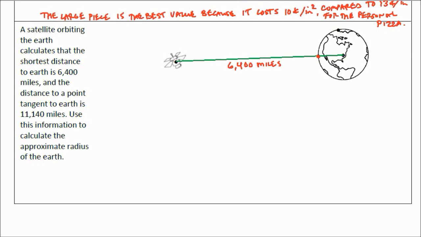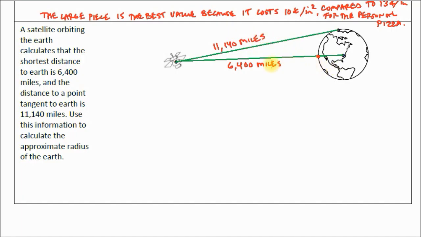Alright, we have one more point we're going to draw a line to, and that is the point of tangency. I put a point on here already so you can make sure you get that accurate. So there is a point tangent to Earth, touching the Earth at one point. And we have found out that that distance is 11,140 miles.